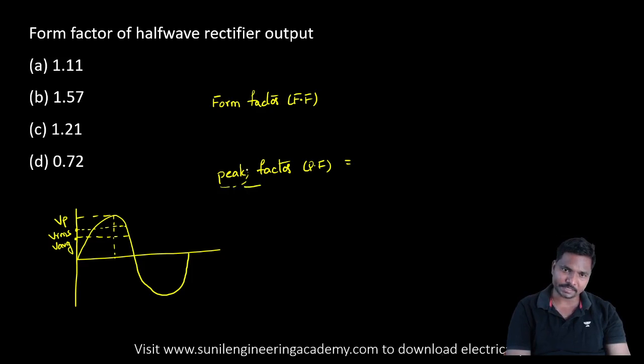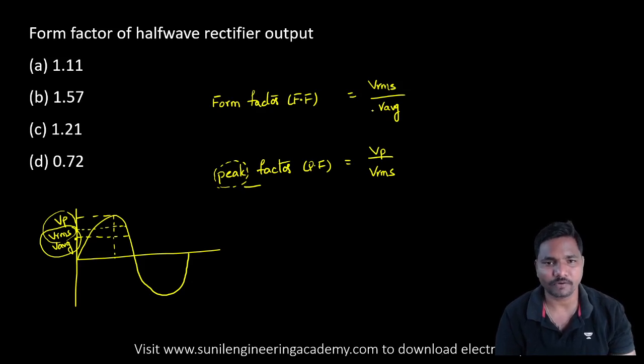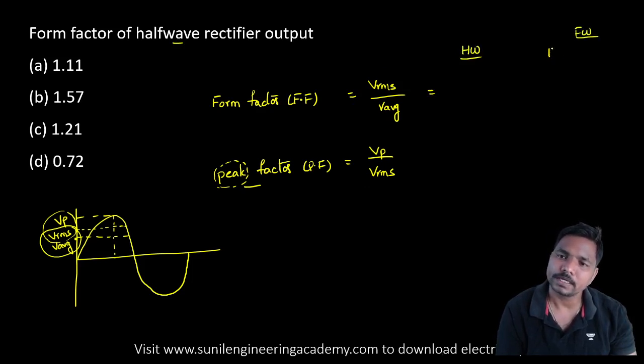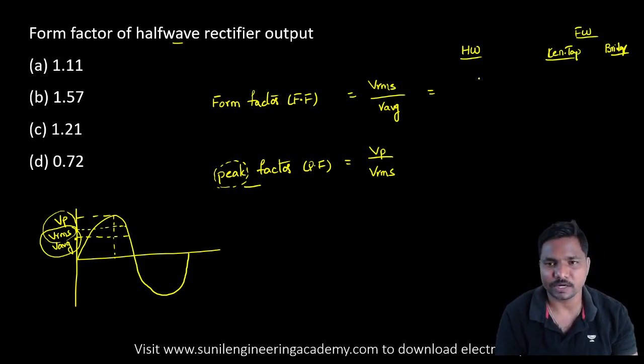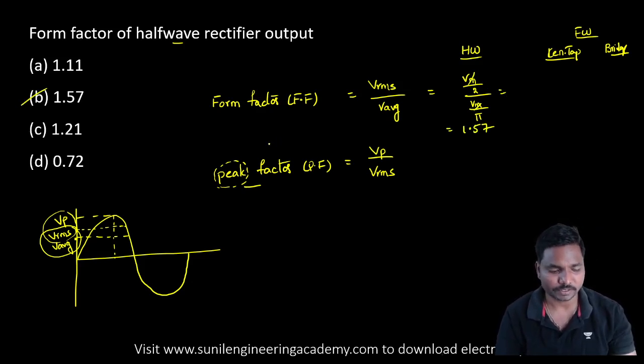Peak factor, as the name itself says, is associated with the peak value. VP and VRMS are the values involved, so peak factor is VP by VRMS. In the same way, form factor is nothing but VRMS by V average. So you can simply remember it like that. If you want to get the form factor for half wave rectifier, the RMS value is Vm by 2 and the average value is Vm by pi. So Vm cancels, pi by 2, that is 3.14 by 2, means 1.57. So the answer is 1.57.